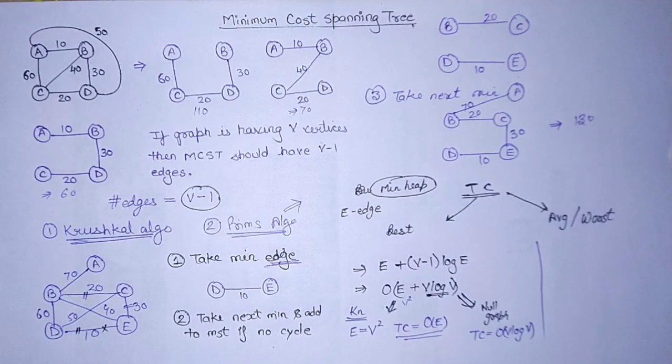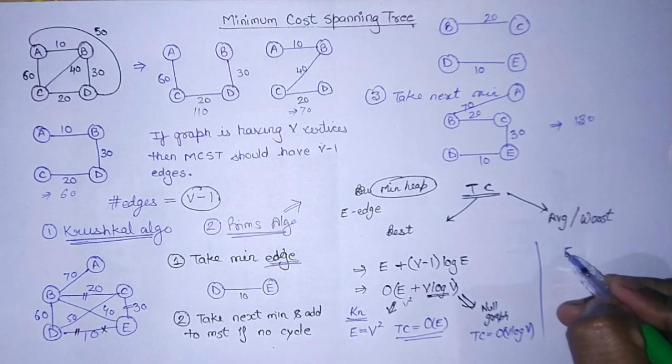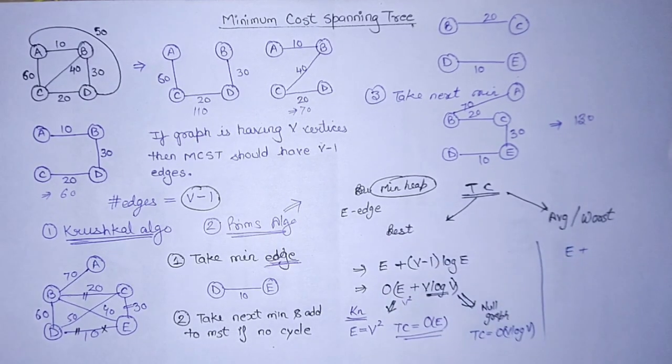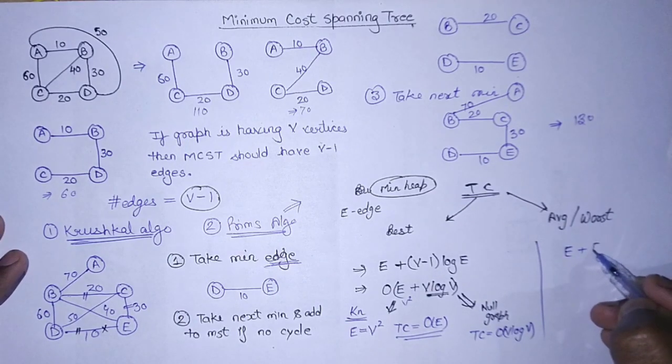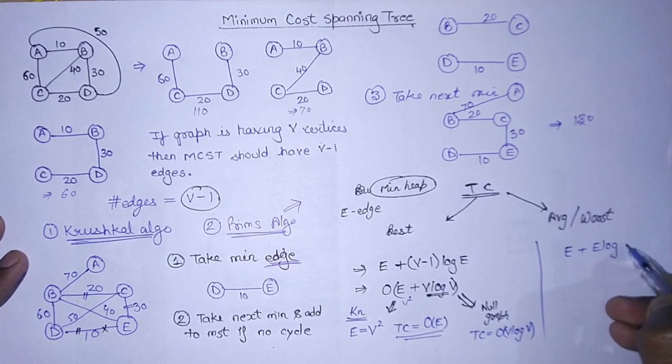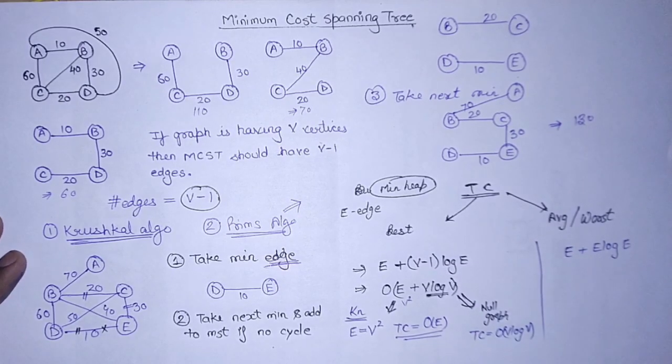Now let's discuss the worst case time complexity of Kruskal's algorithm. Again we have to take E, because we have to build a min heap. Then in the worst case, how many edges do you need to delete? In the worst case, you have to delete all E edges, and deletion will take log E time. So I am writing it as E log E.